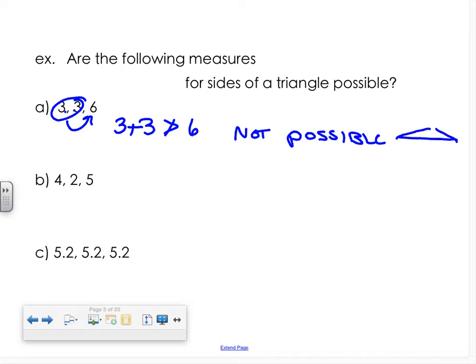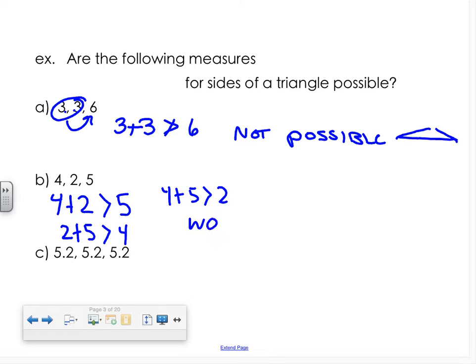We have a guest for B. Hello. So 4, 2, and 5. So we've got to try all 3 again. If you try the first 2, 4 plus 2 is greater than 5 because it's 6. And then 2 and 5 is greater than 4 because it's 7. And then 4 and 5 is greater than 2 because it's 9. So in that case, it works because each pair of sides is bigger than the third side, and you get a triangle. Well put. Thank you, celebrity guest.